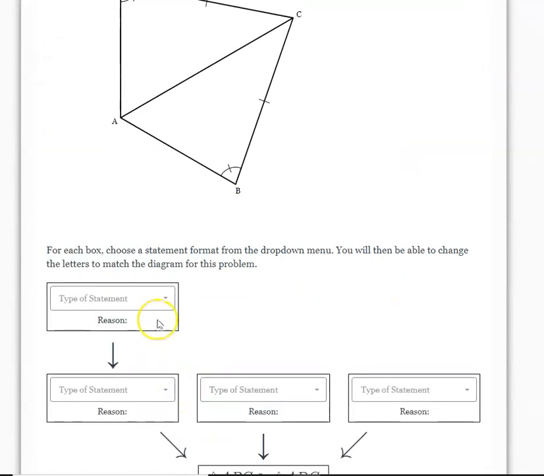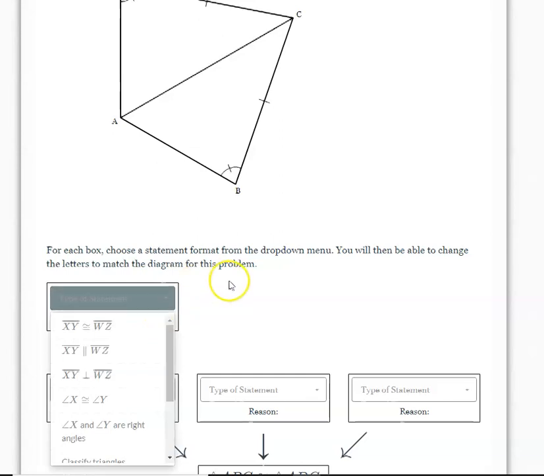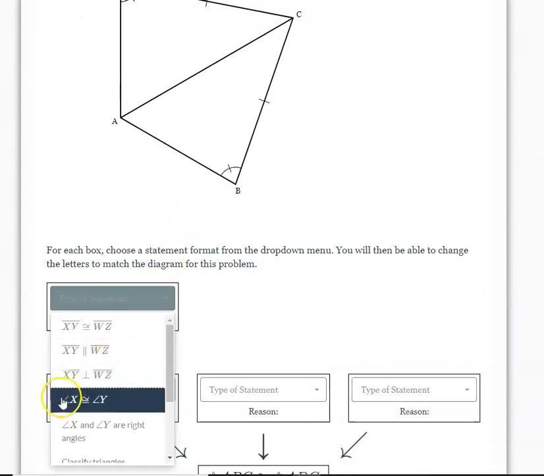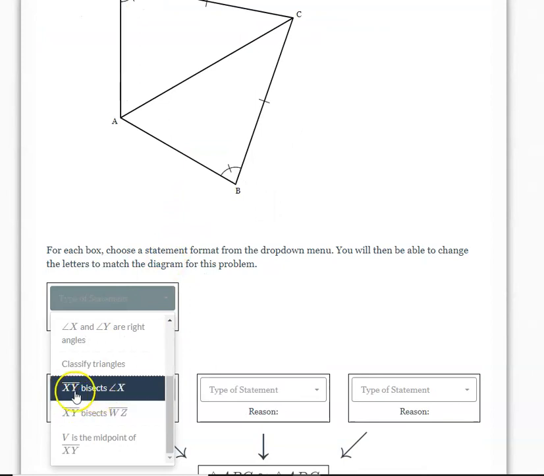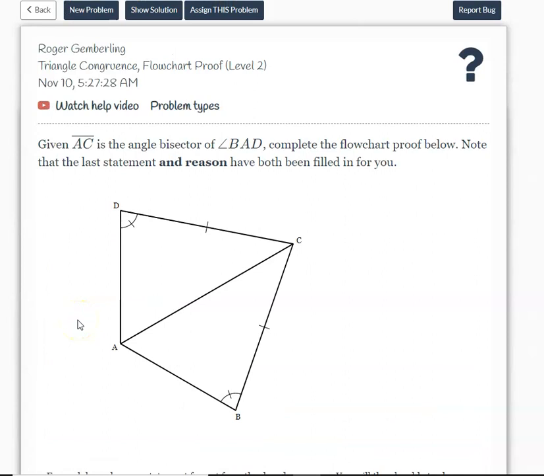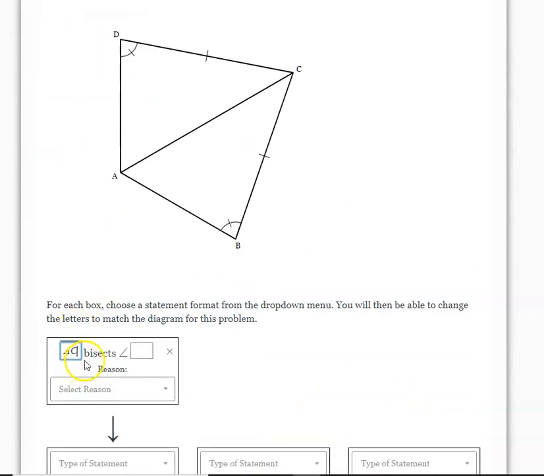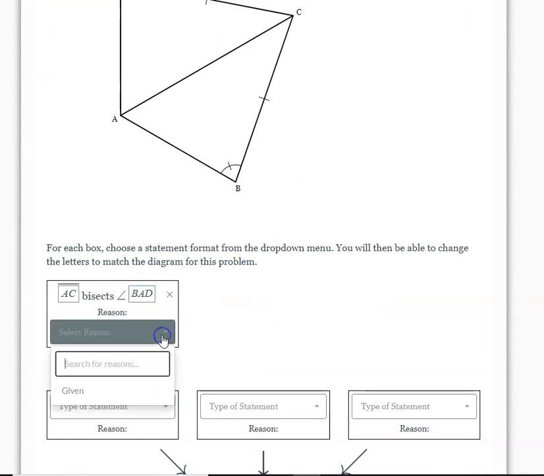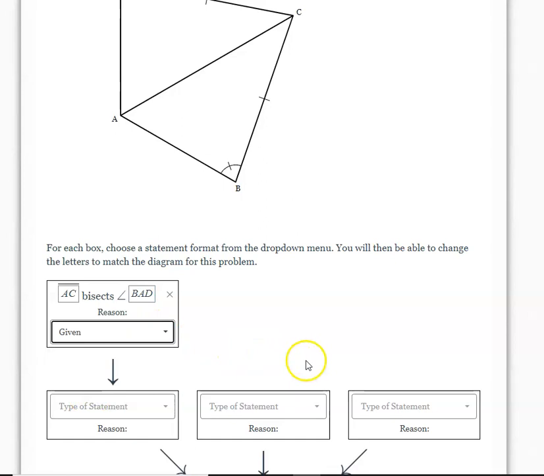And so this one here, if you have a single mark above, that's the angle bisector. And so you've got to make sure you write it the right way. So a segment to the angle. So it's going to be: segment bisects angle. So the segment is AC, and the angle is BAD. And that information is given to us.